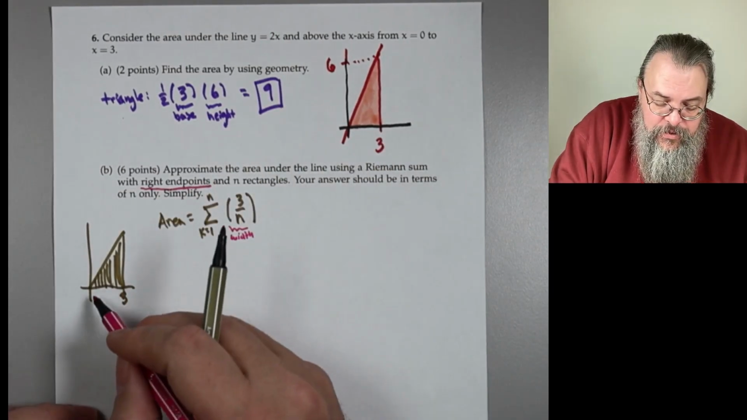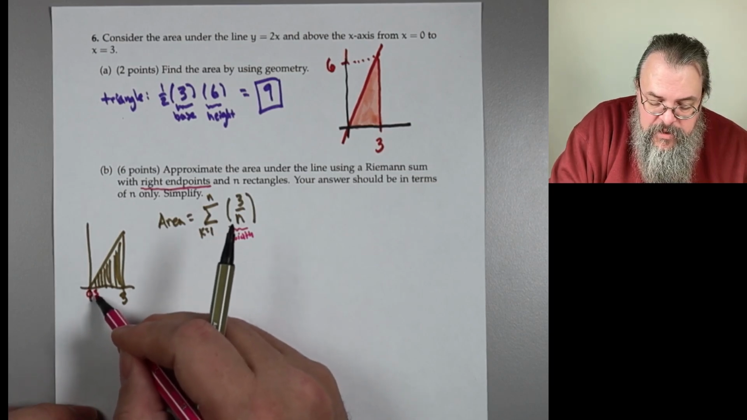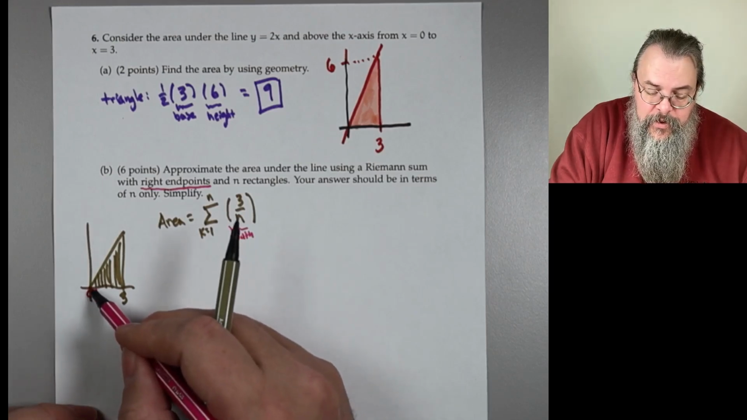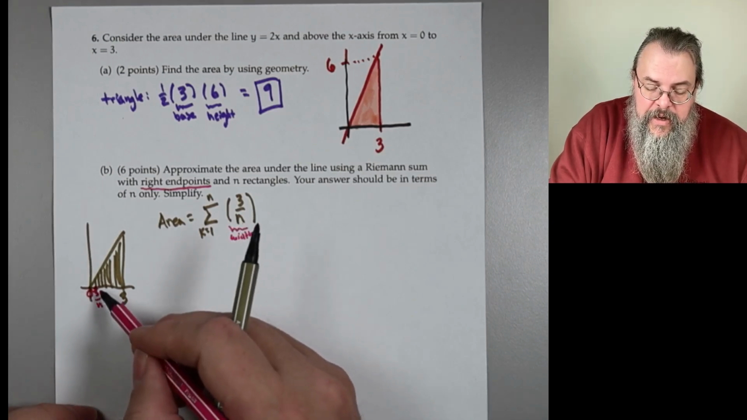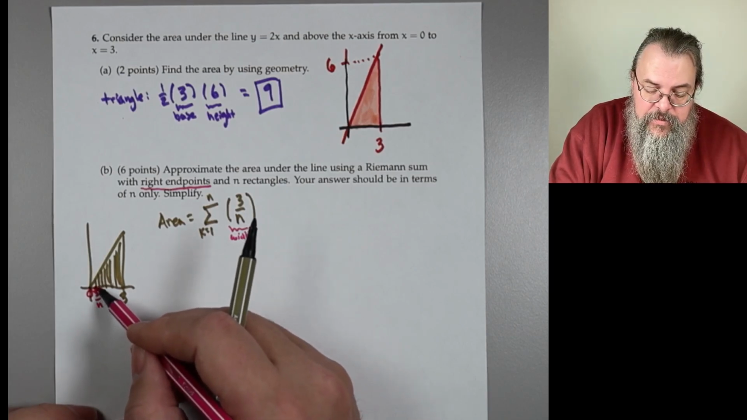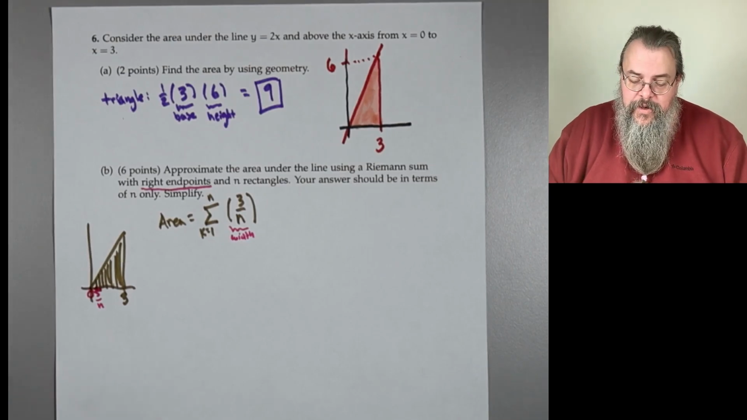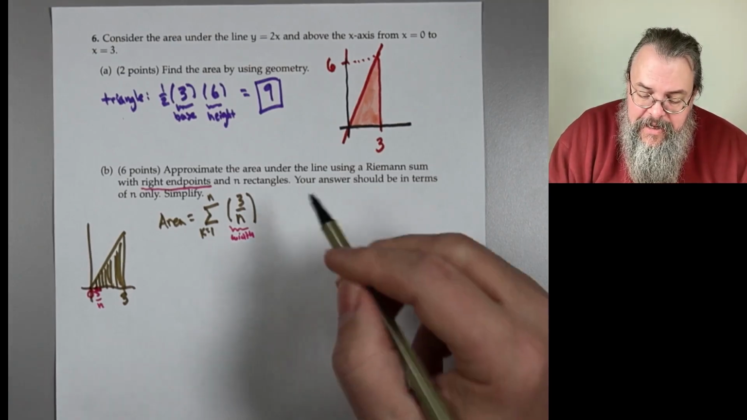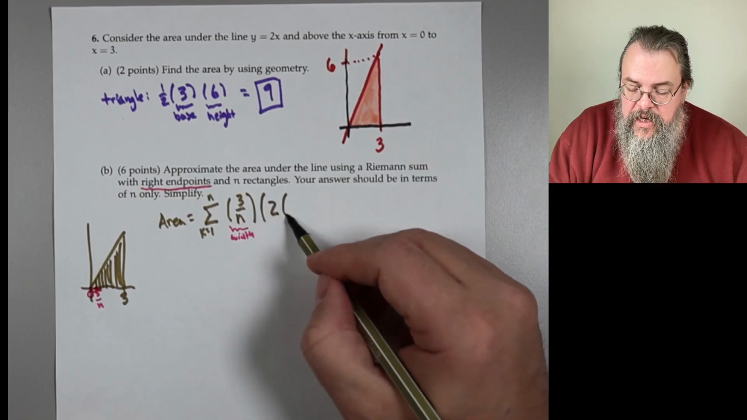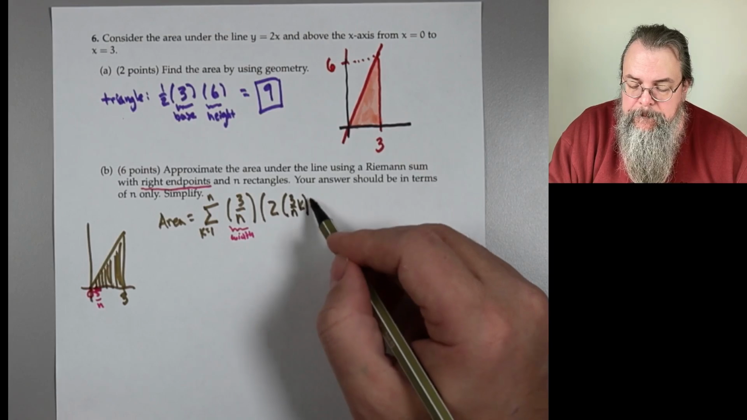So if we zoom in, say initially we have a 0, and then the first endpoint is 3 over n. Which one are we looking for? Well, we're looking for the 3 over n. Now, what about the next endpoint? Well, we're going to look at 2 times 3 over n. And the next one, 3 times 3 over n, and so forth and so on. So the way we're going to get the height is we're going to have 2 times 3 over n k.